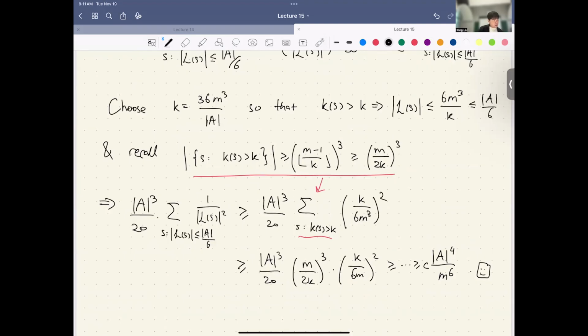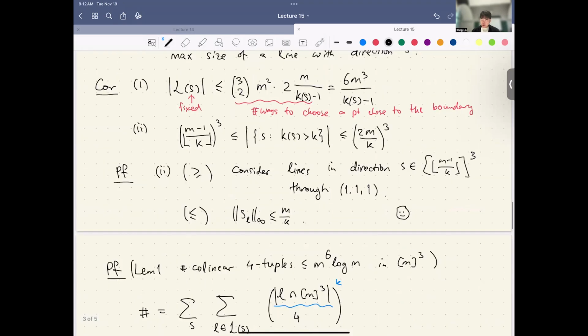Any questions? That will conclude what I want to talk about for containers. And we're going to move on to the next part, which is constructions, various constructions in extremal combinatorics.